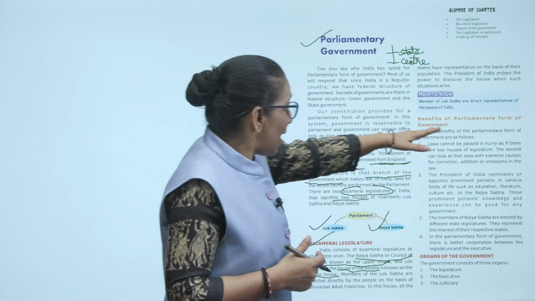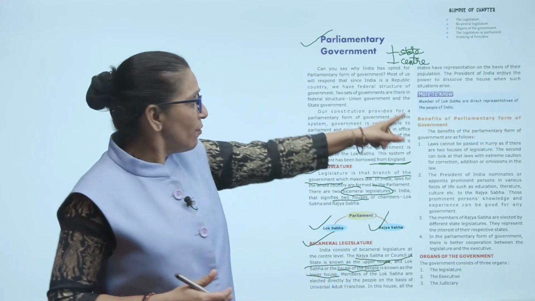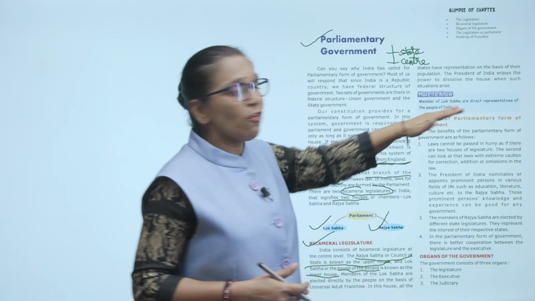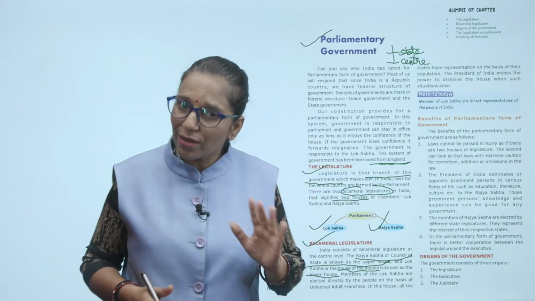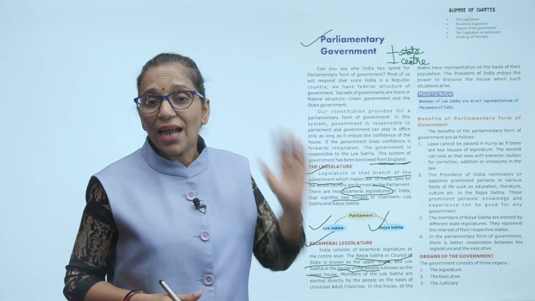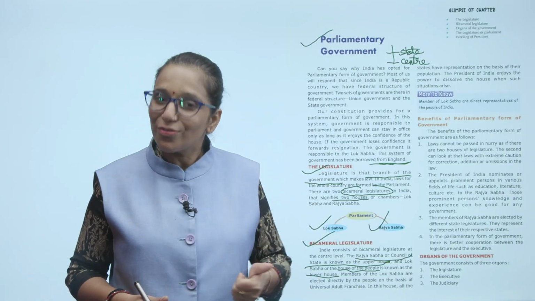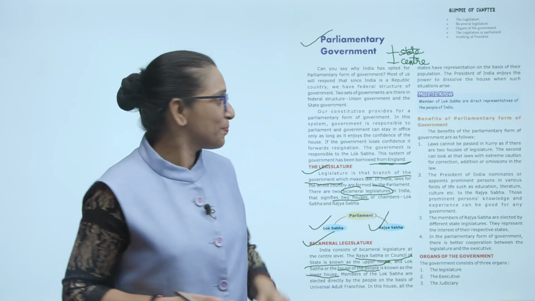Now, benefits of the parliamentary form of government. Before that, we can look more to know. Members of Lok Sabha are direct representatives of the people of India. After every 5 years, we have the regular general election. In that general election, people who are 18 years and above cast their vote, and whosoever wins is directly elected to the Lok Sabha.